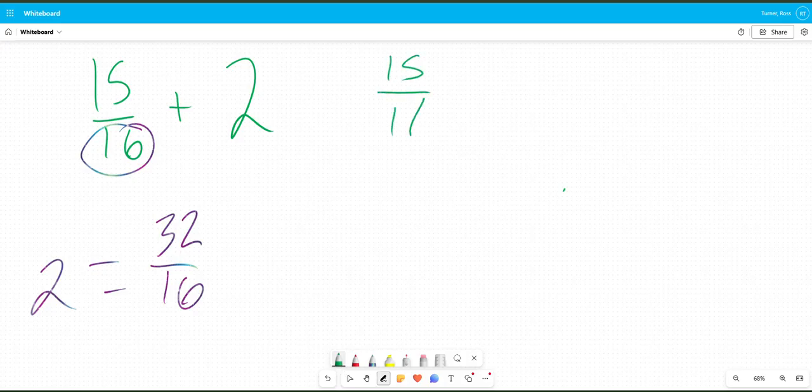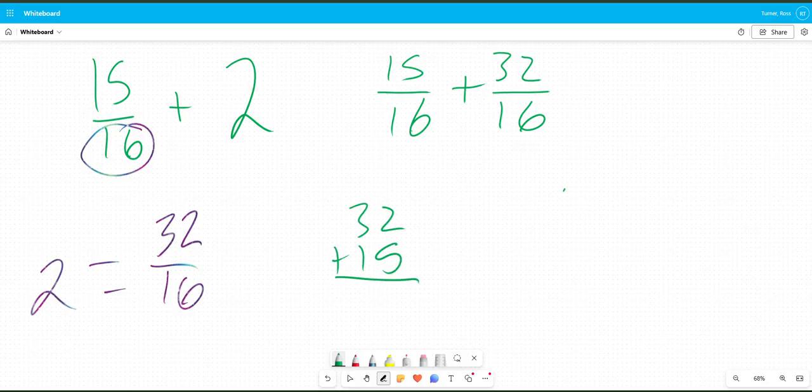15 16ths plus 32 16ths. They're like denominators, so we know we can add them. We're going to go 32 plus 15, and I'm doing it with the basic algorithm just to make it easier to add while we're doing the video. So 2 plus 5 is 7, 3 plus 1 is 4.